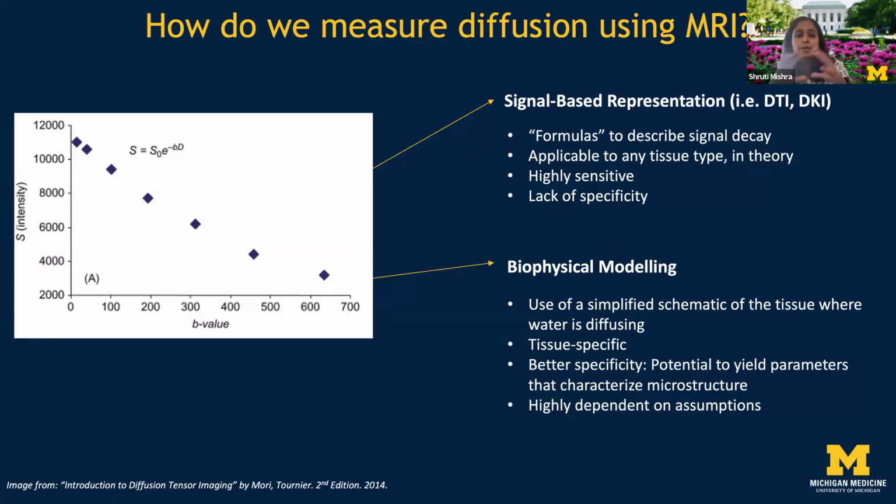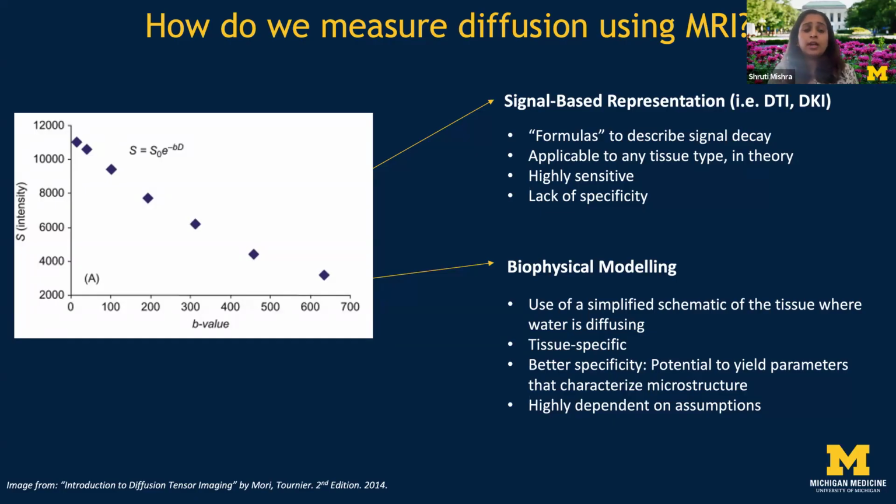Now, the second big bucket of modeling strategies, which people have had increased interest in, includes biophysical modeling techniques. And here, by definition, you are making some assumptions a priori in the form of a simplified schematic of the tissue where the water is diffusing. Because there's an underlying assumption made about the tissue, the parameters that you're able to derive are, in theory, more specific to that tissue type. And there's a potential to yield parameters that actually characterize the microstructure.